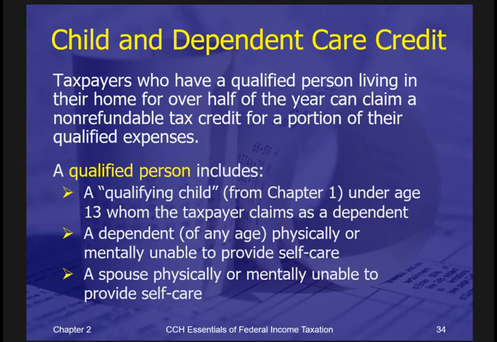Here's what it means to have a qualified person: a qualifying child under 13, but we expanded that to those that may be dependents but are unable to provide self-care. So it could be your father or mother that lives at home and needs someone to look after them while you go to work. So that type of thing. Or if you have a spouse that's unable to take care of themselves.